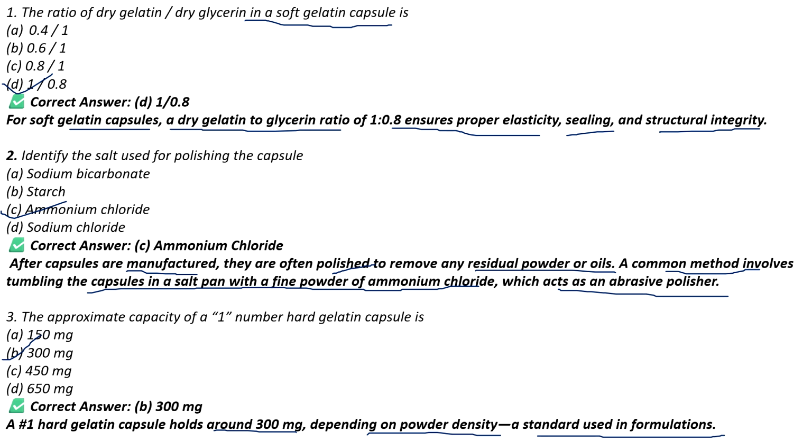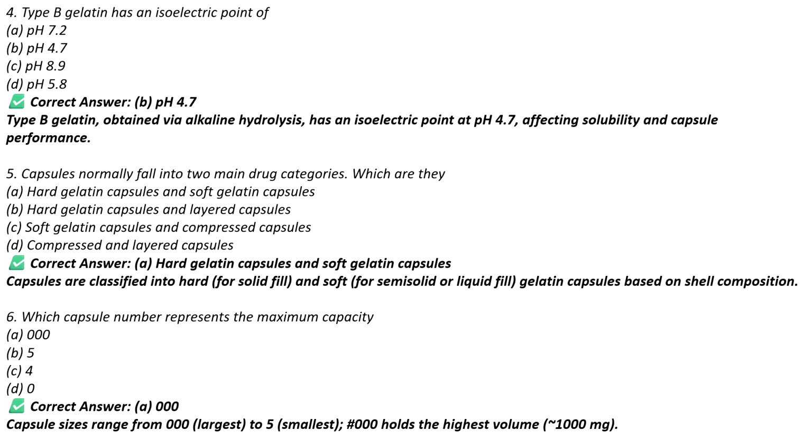Moving on to the next question, type B gelatin has an isoelectric point of. So we have to tell at which pH the isoelectric point of type B gelatin is attained. The options are pH 7.2, pH 4.7, pH 8.9 or pH 5.8. Type B gelatin is obtained by alkaline hydrolysis and has an isoelectric point of pH 4.7, which affects the solubility and capsule performance. So we can say option B, that is pH 4.7, is the correct answer for this question.